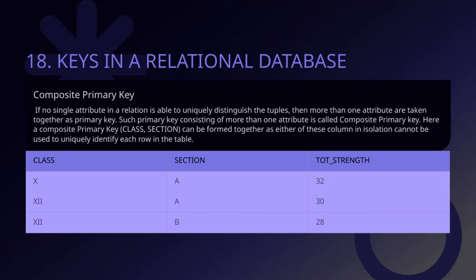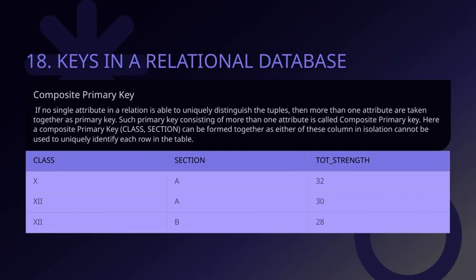Let's take a look at this table showing different classes, sections, and their total strength. Notice that Class X has Section A with 32 students, and Class XII has 2 sections, A with 30 students and B with 28 students. Now, moving on to the concept of keys in a relational database, one important idea is the primary key. Sometimes, a single attribute isn't enough to uniquely identify each row in a table. For example, if you only look at the class or only at the section, you can't be sure which specific student or record you're referring to.